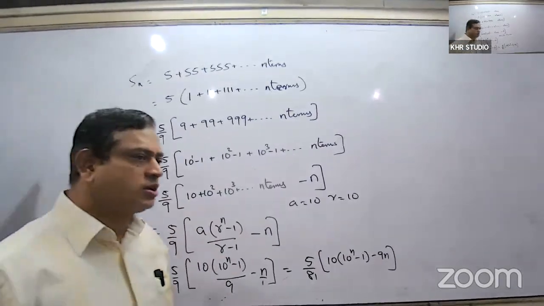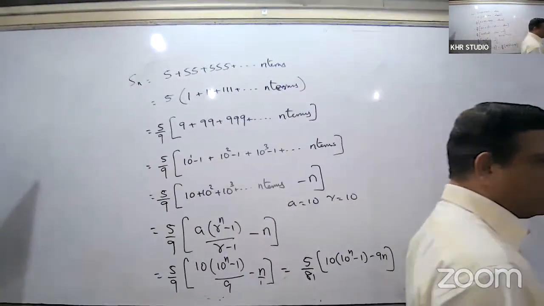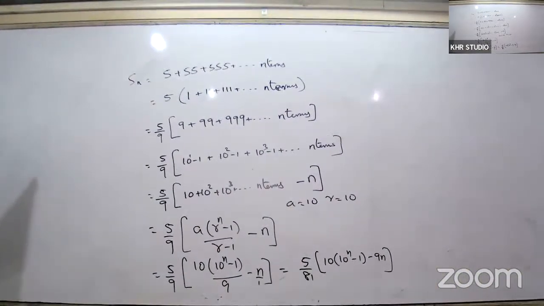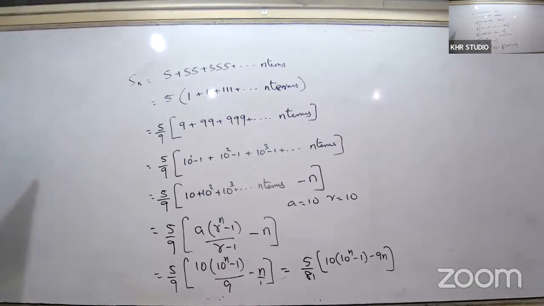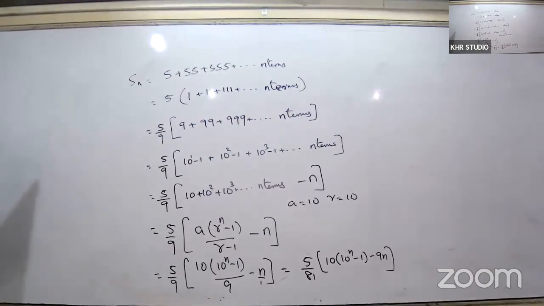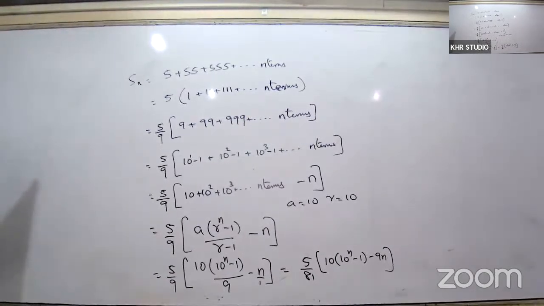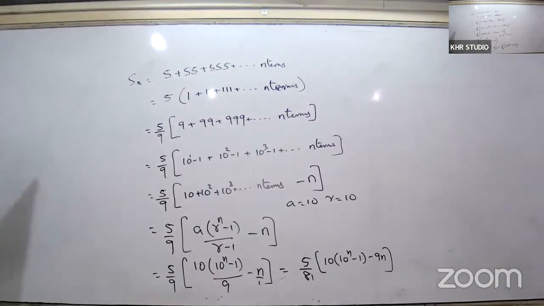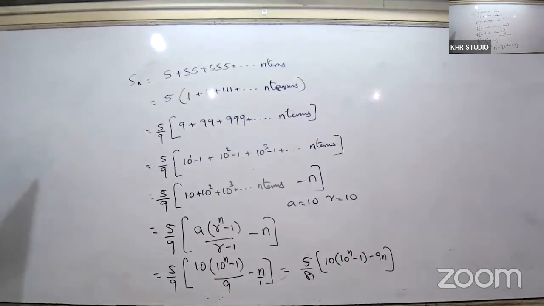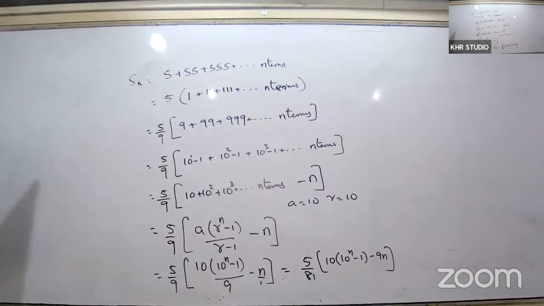The formula and shortcut form, you have to remember this: 10 into 10 raised to n minus 1, minus 9. Write this down, or directly do the question. 4 plus 44 plus 444, etc. Sn is equal to 4 plus 44 plus 444. Same format only. Try to do it yourself. I'm not erasing this one.